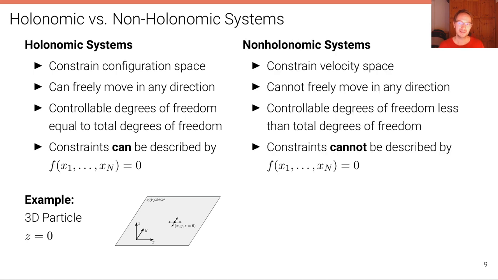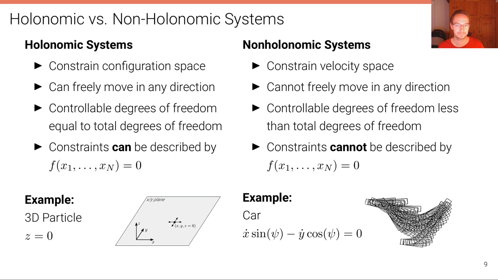In contrast, a non-holonomic system constrains the velocity space. It cannot freely move in any direction, and the controllable degrees of freedom are less than the total degrees of freedom. For example, in the car, we can only control 2 degrees of freedom, but the total degrees of freedom are 3. And therefore, these constraints cannot be described in such a form. An example for this is the car with this velocity constraint.